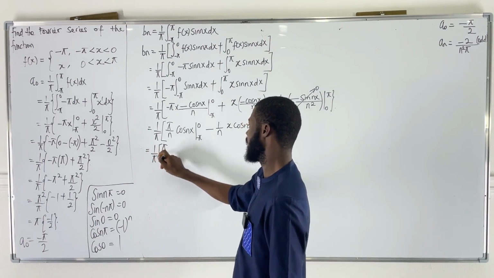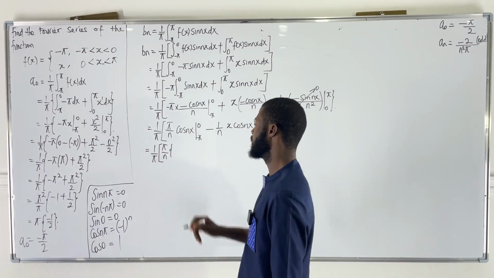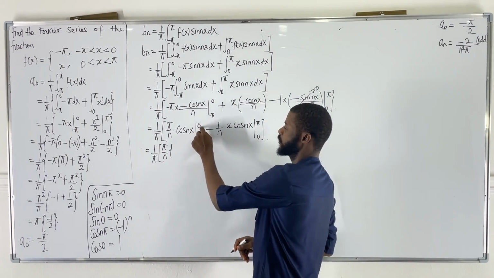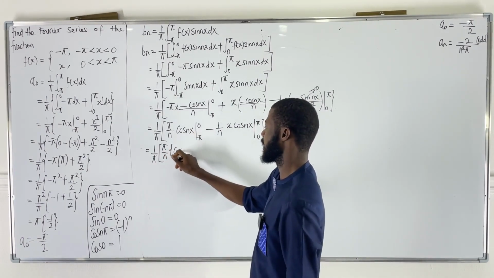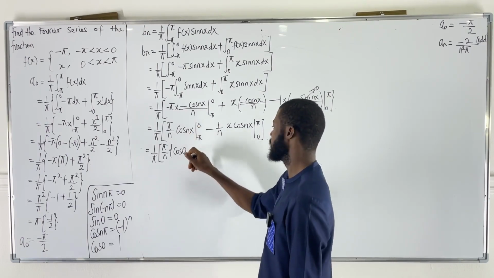And then we have pi over n. Now, open up a bracket. Now, anywhere you see x, you put your 0. So this will be cosine of 0. Remember that n times 0 is 0. So that's why I put that.